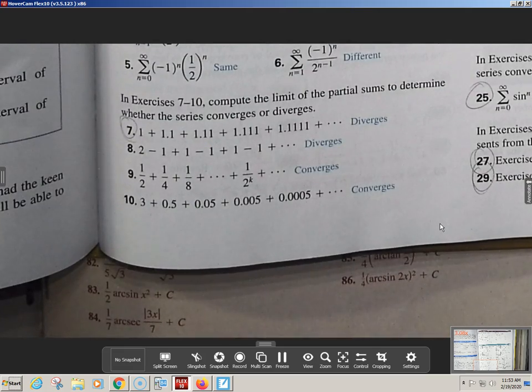Rewrite it? How? 1 times 1 over 10 to the minus 1. Oh, so you can do a 1/10 and another 1/10 and another 1/10 and another 1/10? Yes. That's a little confusing.